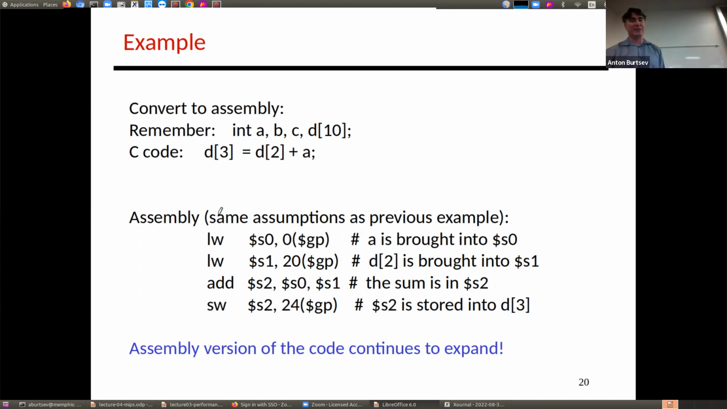So the assembly language can look something like: offset 0 from GP, load into S0. D2 is sitting at offset 20. Remember, this was 0, this was 4, this was 8, so this one was 12. D1 is 12, 16, and D2 is offset 20, agree? So offset 20 into S1, the sum of these two is S0 plus S1, put it back into S2, and then store S2 into D3, which is at offset 24, right?